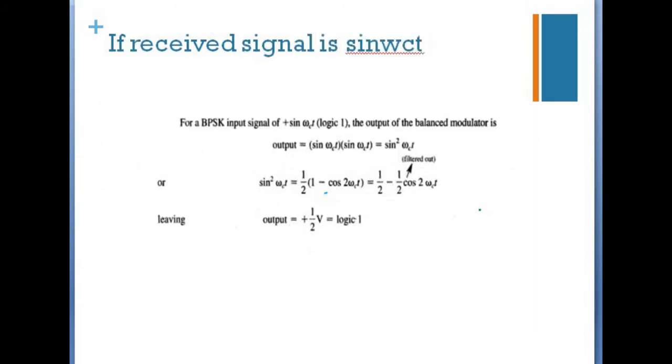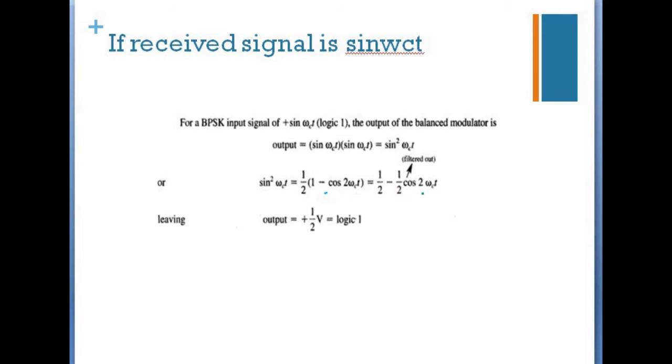So the received signal may be plus sin omega ct or minus sin omega ct. Mathematically, the demodulation process will be like this. If plus sin omega ct is received, and the recovered carrier signal is plus sin omega ct, these two signals are given to the balance modulator. It multiplies these two signals, so we get sin squared omega ct. We can write this as 1 by 2 times (1 minus cos 2 omega ct).